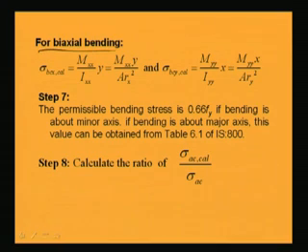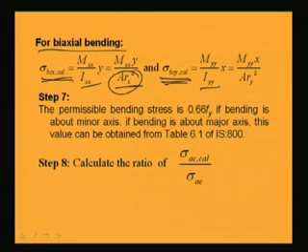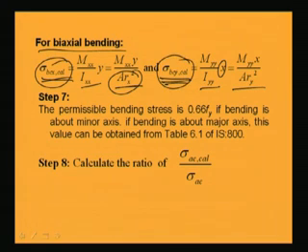Now, for biaxial bending, we have to calculate both the cases. Sigma BCX calculated will be Mxx by Ixx into y, or we can write Mxx y by A rx square, because I is equal to A r square. Similarly, sigma BCY calculated can be written as Myy by Iyy into x, or equal to Myy into x by A into ry square. So sigma BCX calculated and sigma BCY calculated can be found out for biaxial bending.